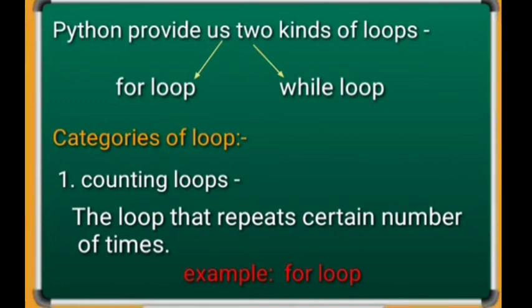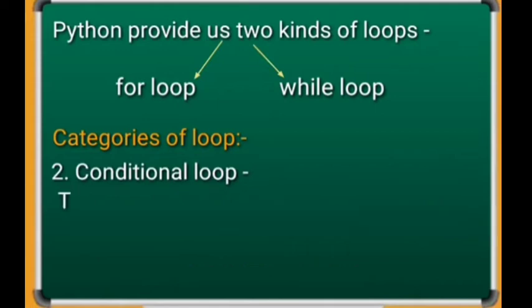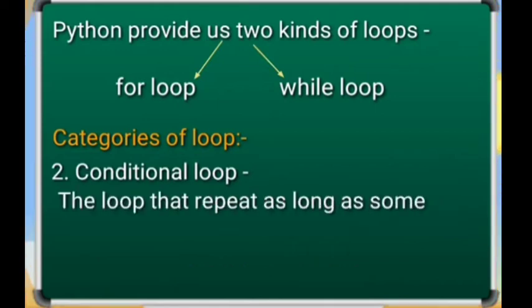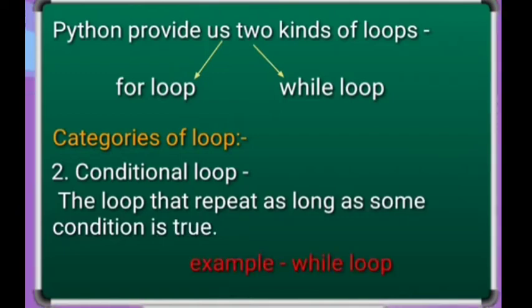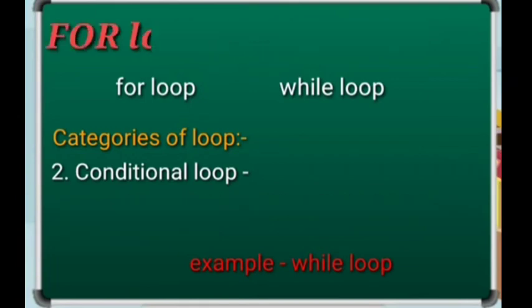Then the second category of loop is the conditional loop, in which we have the while loop, which means that the loop repeats until a certain condition or until a certain thing happens. They repeat for as long as the condition is true. So Python has categorized the while loop as a conditional loop and the for loop as a counting loop. Now we will study the first category of loop, which is the counting loop, or you can say the for loop.